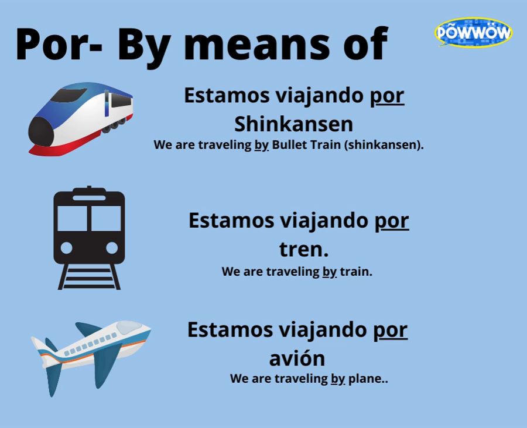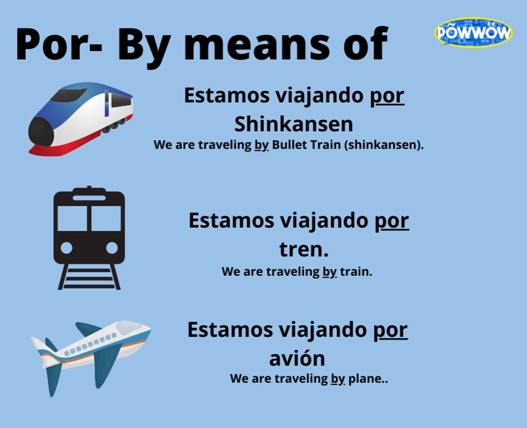Next, we have por, which is by means of. So this is a different by. The previous slide had by the houses, but this is by means of. So let's look at these examples. Estamos viajando por Shinkansen. We are traveling by bullet train, or the Shinkansen. If you're ever in Japan and you get the opportunity to ride this, you should try it. But in this case, this means we're traveling by the Shinkansen. The bullet train is the way that we are traveling.